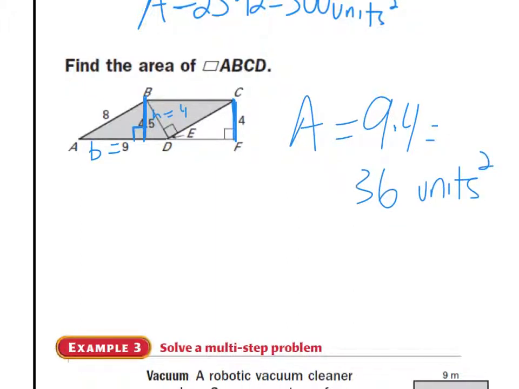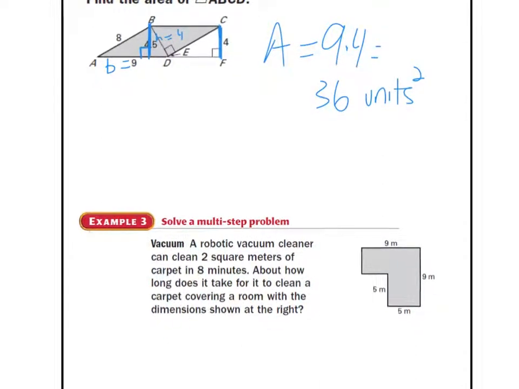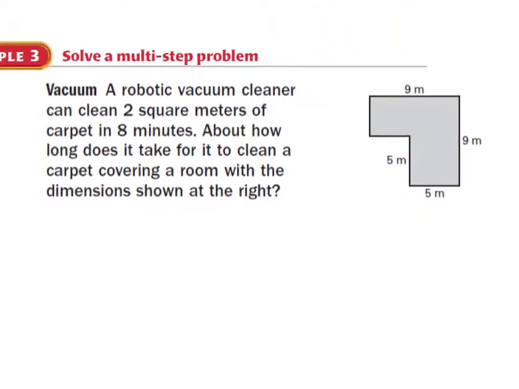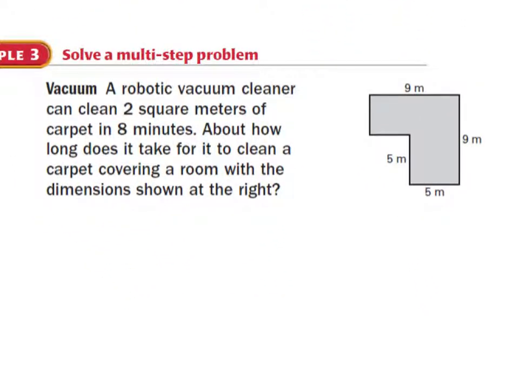All right, so let's look at one that has maybe a few more steps. A robot vacuum cleaner can clean 2 square meters of carpet in 8 minutes. About how long does it take for it to clean the carpet covering a room with the dimensions shown on the right? So this shape looks like it could be broken up into multiple rectangles to help.